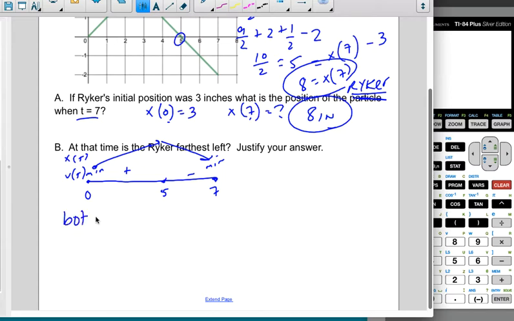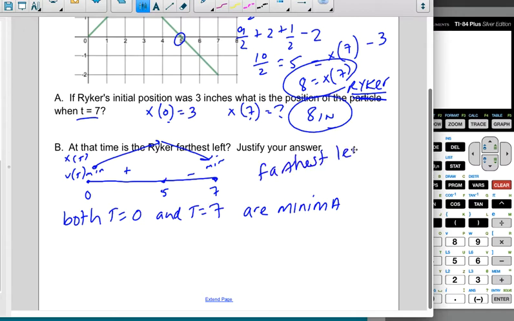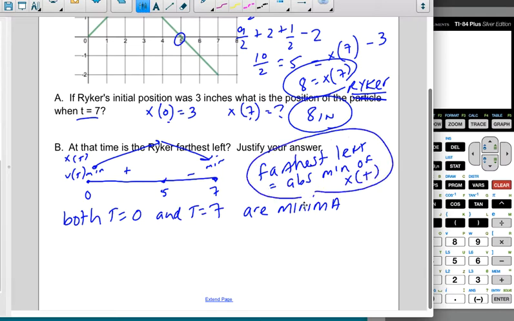Both t equals 0 and t equals 7 are minima. And it is worth noting that farthest left, so you should probably make the note that farthest left equals the absolute min of x of t. That's what it means. We're looking for the minimum, because farthest left would be the lowest value. So both t is 0 and t is 7 are relative minima. The question is which one's lower?